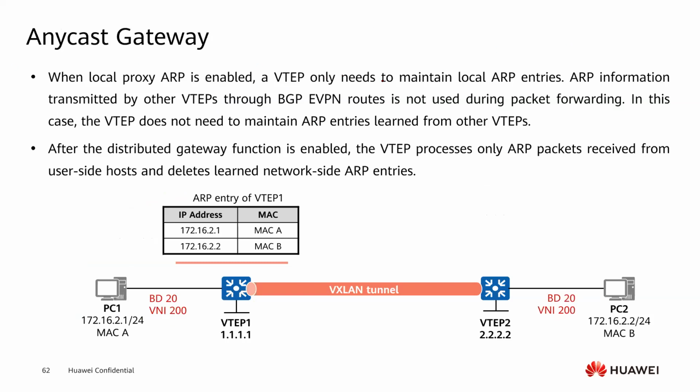All right, we only need to maintain the local ARP address, not the ARP address transmitted by another VTEP through BGP EVPN routes. We didn't need to use it, so we can configure the anycast gateways, and then the distributed gateway will only hold the ARP address that was learned locally. Any remote IP address will be deleted. That can save the resources.